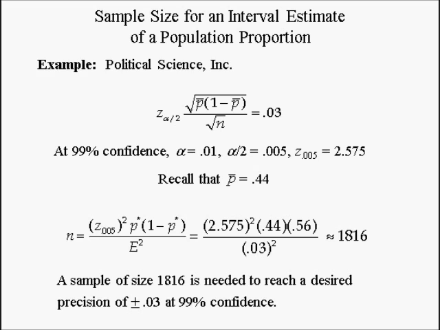A sample size of 1816 is needed to reach a desired precision of plus or minus 0.03 at 99% confidence. If we use a sample size of 1815 or smaller, the margin of error will be larger than 0.03 at 99% confidence.